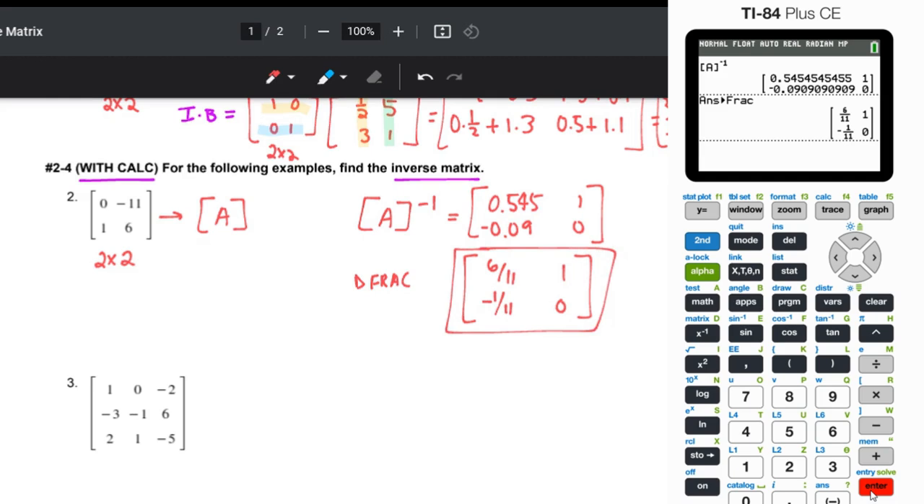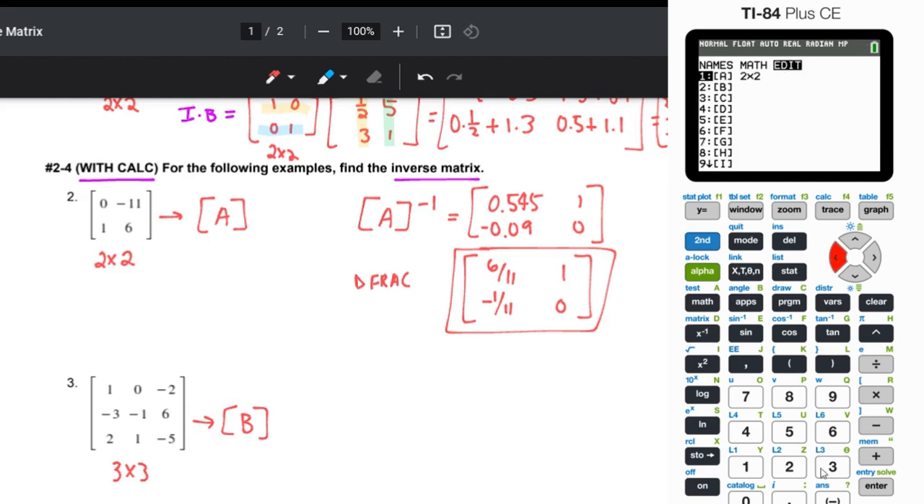And that's it. All right, so we're going to do problem number 3. Same thing, except this is a 3 by 3 matrix. And I'm going to put this into matrix B just so I have matrix A in case I were to need it again. So I'm going to hit second matrix, go to edit, choose number 2, which is B, and I have to input the dimension, so 3 by 3. And then I'm going to type in each row one at a time, so 1, 0, -2, and then -3, -1, and 6. And then the bottom row is 2, 1, and -5.